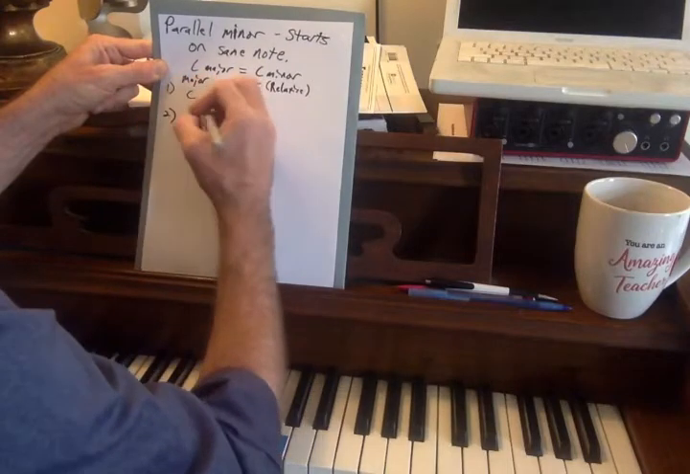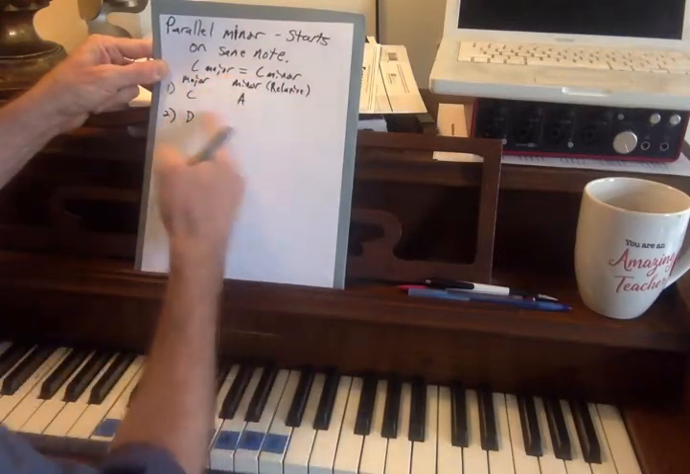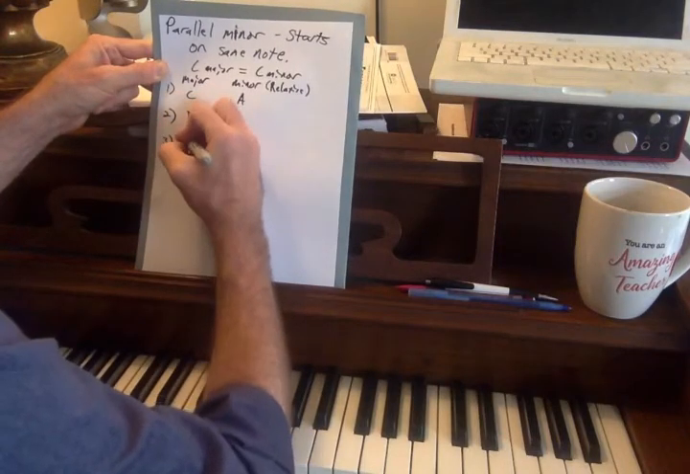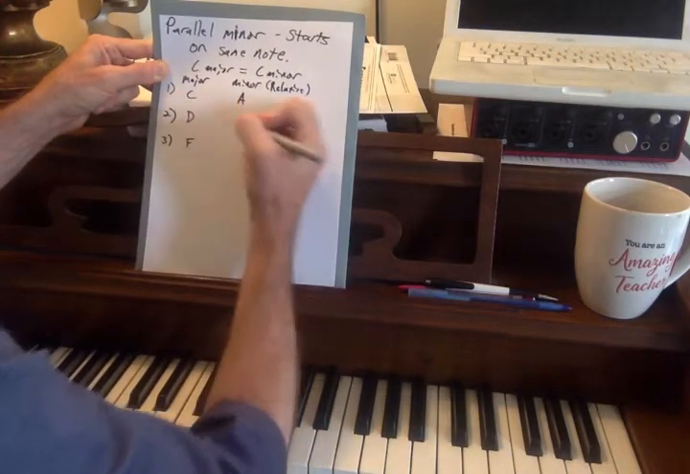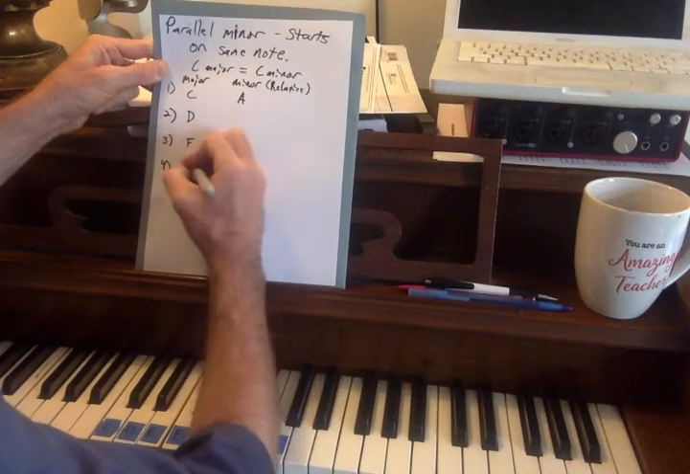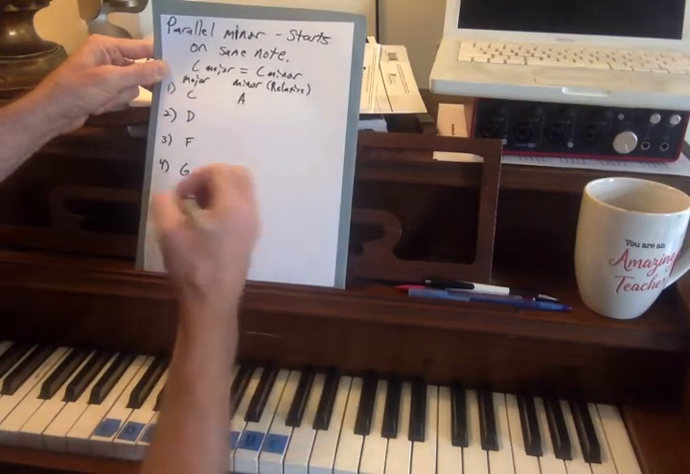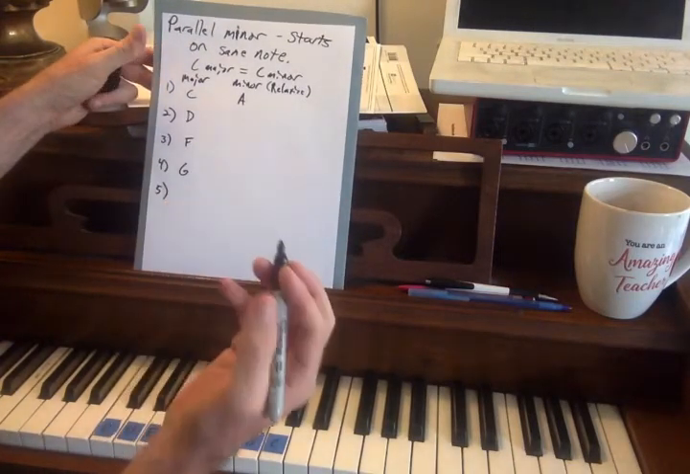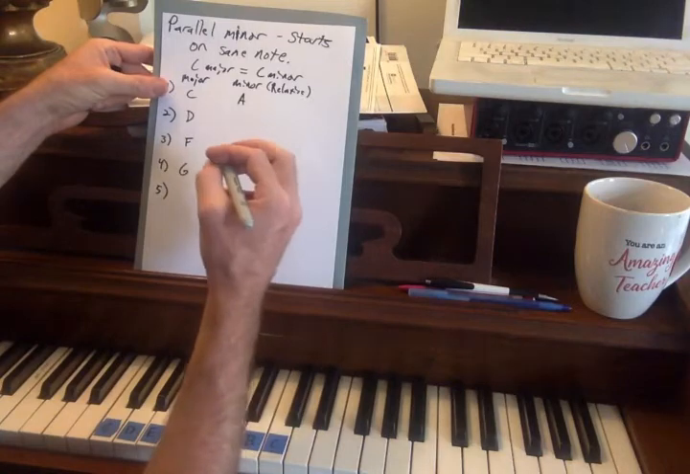So for 2, if I give you D major, figure out what the relative minor would be. If I give you F major, what would the relative minor be? If I give you G major, what would the relative minor be? And then finally, if I give you B flat.